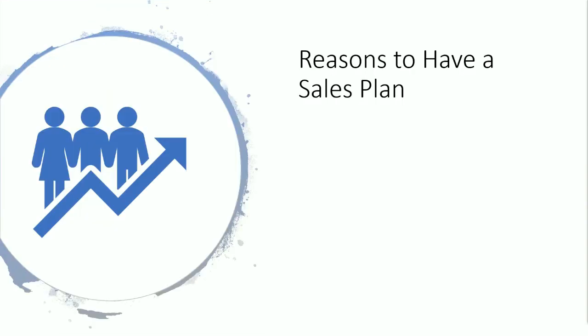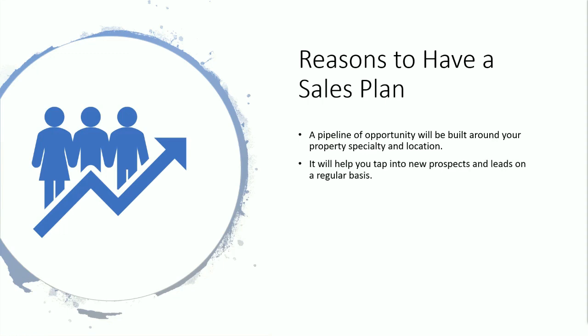So there are reasons to have a sales plan, to build it for your business, your location, your property type, your speciality. A pipeline of opportunity will be built around your property speciality and your location. It will put you into some focus strategies for what you want to do and what you want to achieve. It will help you tap into new prospects and leads on a regular basis. And there are always new prospects and leads out there to find, new people, new property listings, new situations. And you need that. You need to find those people. You can't work with the same people all the time. You need new people as well.